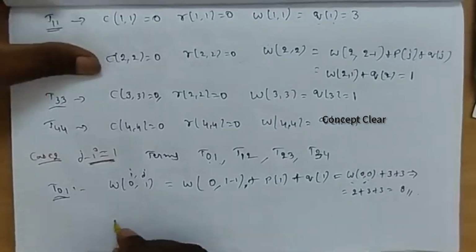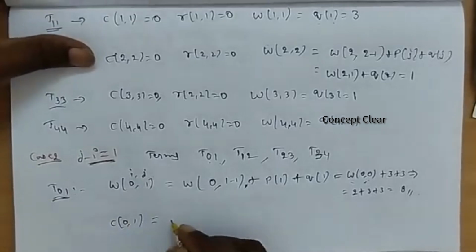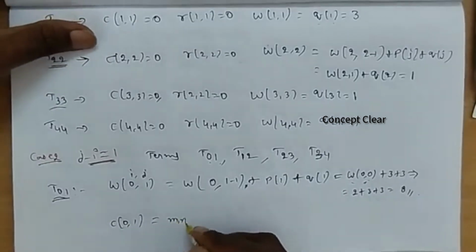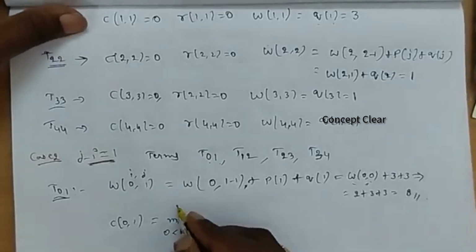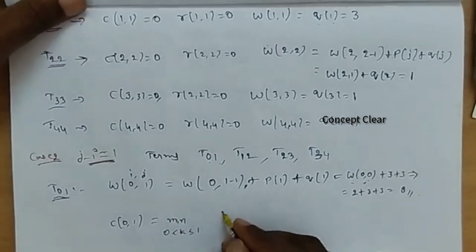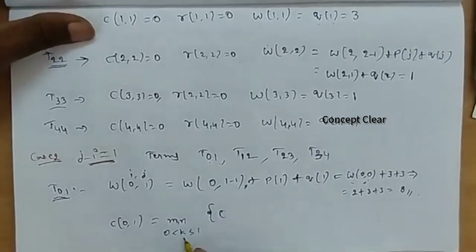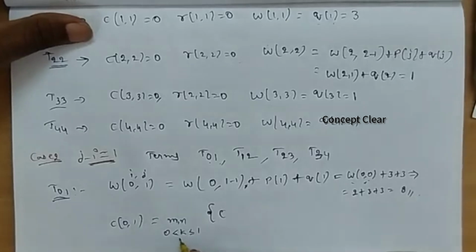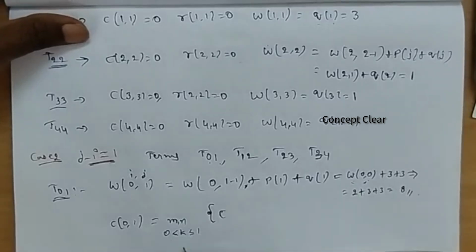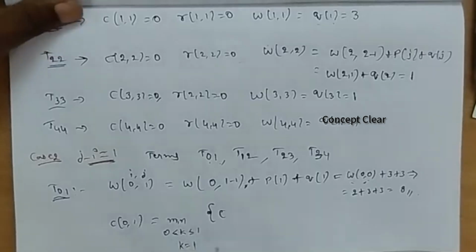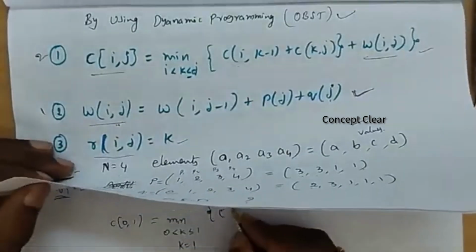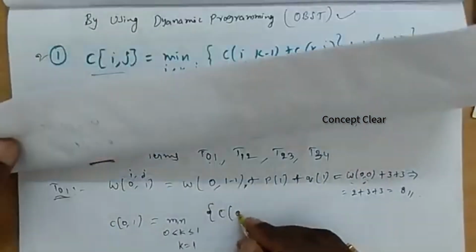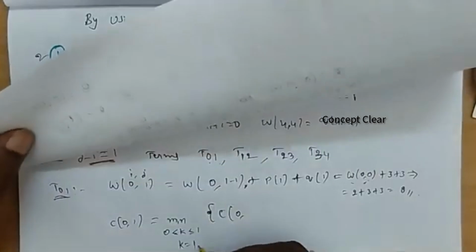Now we have to calculate C of 0 comma 1. What is the formula? Minimum over 0 less than k less than or equal to 1. Looking at this formula, what is the k value? k is not less than 0 and also not equal to 0. So I can find that k equals 1. The possible term is k equals 1. What is the formula here? C of i comma k minus 1, where i is 0 and k equals 1.